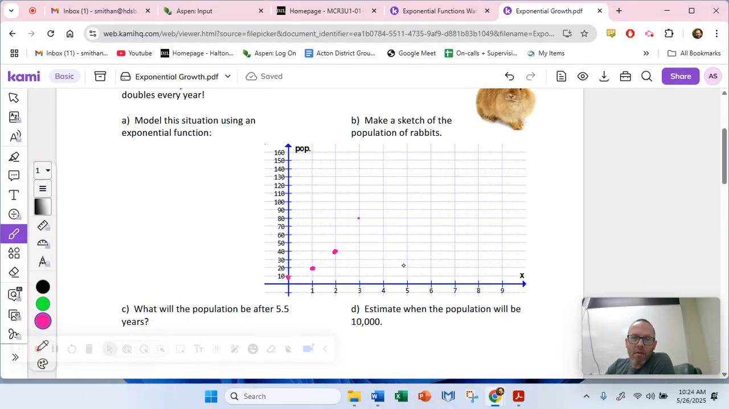Then 40 to 80. And then I think we cap out on our graph at 160. Look at that unchecked population growth. It just swoops up. Not a straight line. It's exponential growth.